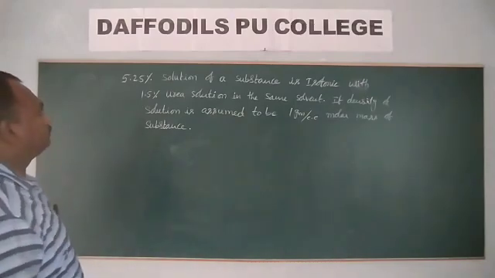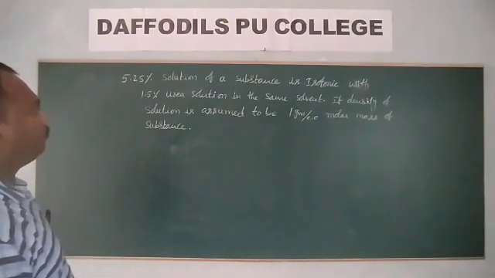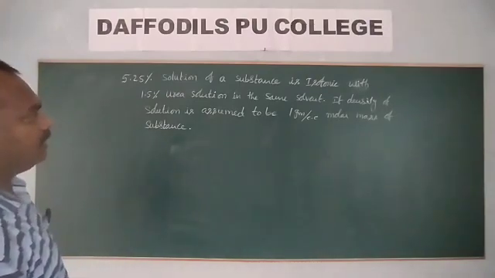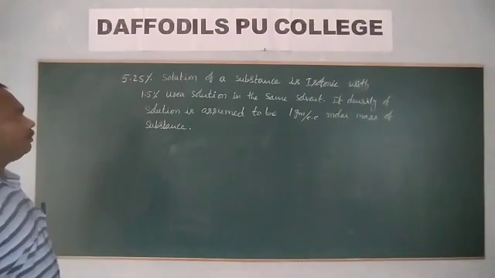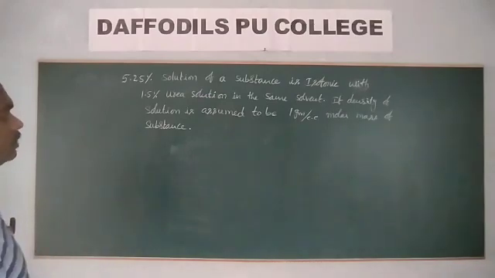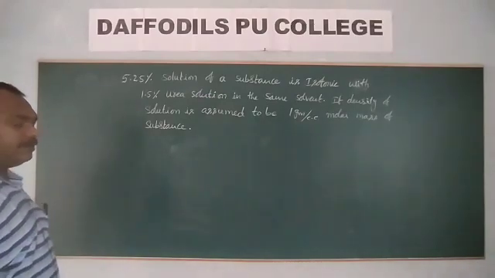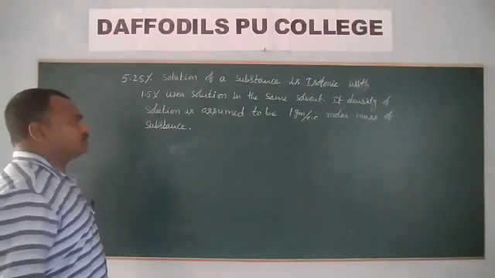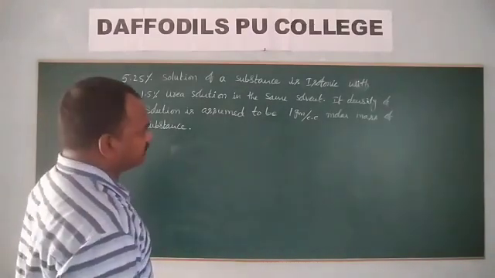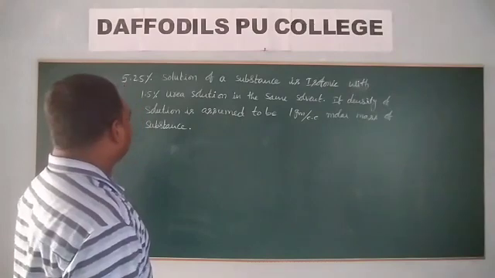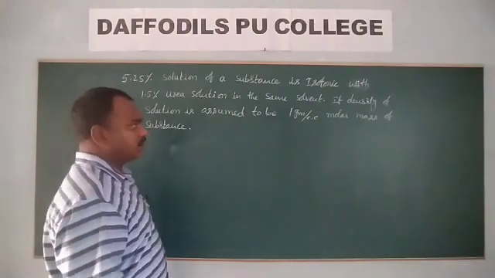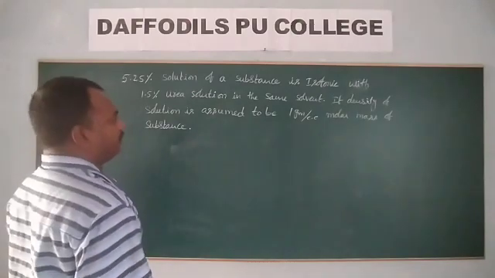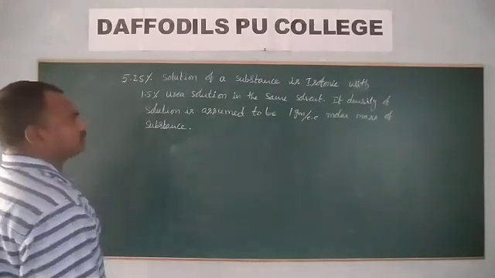Look at this one. A 5.25% solution of a substance is isotonic with a 1.5% urea solution in the same solvent. If the density of the solution is 1 gram per cc, the molar mass of the substance is? So now they are asking the molar mass of the substance, the gram molecular weight of the substance.